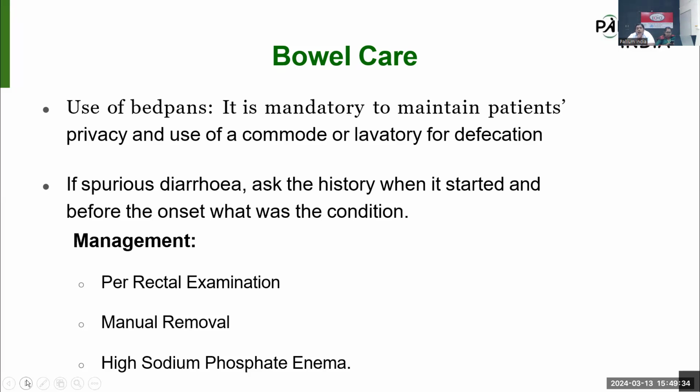stool, and according to the Bristol stool chart, if the stool is very hard, you can remove it manually. Otherwise, you can do an enema to soften the stool. Normally, we use a sodium phosphate enema for this purpose.